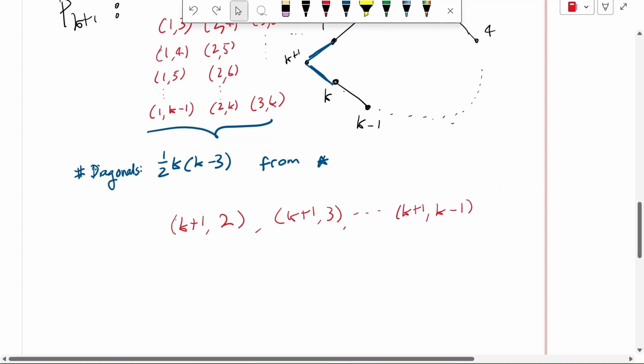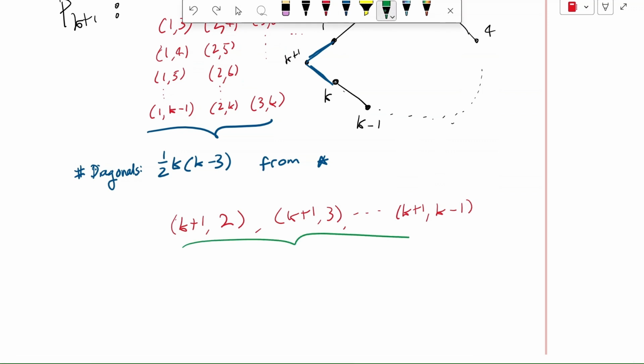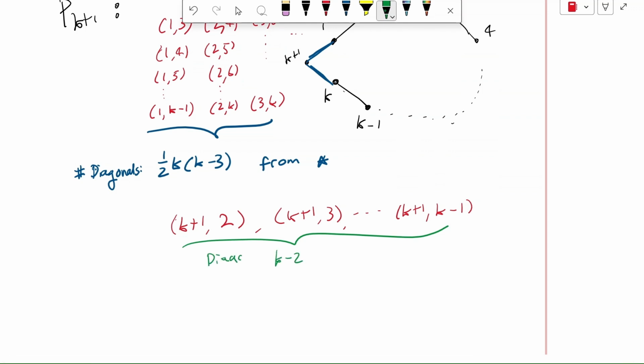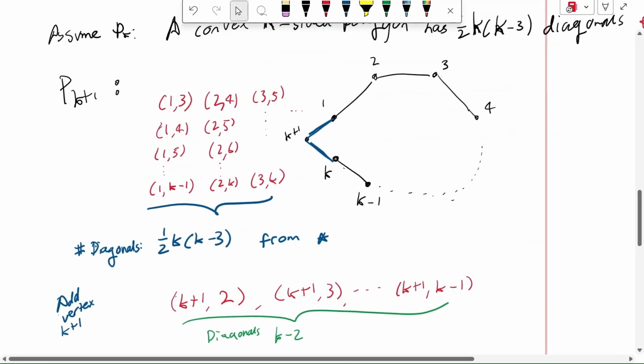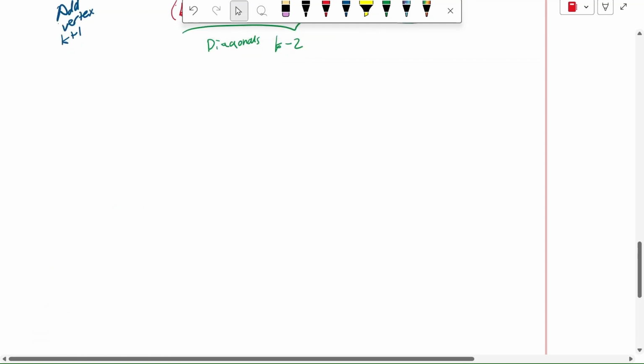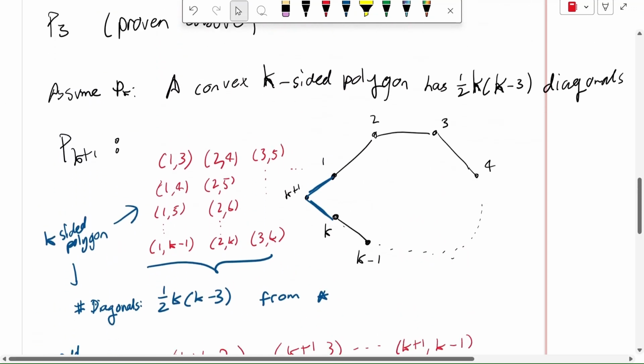All right, so how many are in this list? Well, we start at 2 and we end at k-1. That is k-2. So this is add vertex k+1, and then we might make a little note here, k-sided polygon. All right, so those would be all the diagonals that belong with k+1.